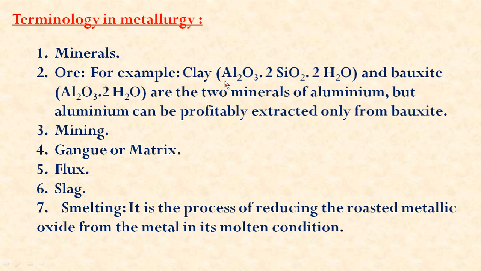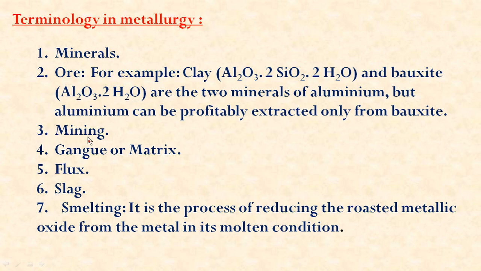For example, clay. Clay has the formula Al2O3.2SiO2.2H2O and bauxite, the molecular formula is Al2O3.2H2O. These two are the minerals of aluminium, but aluminium can be profitably extracted only from bauxite. So, bauxite is the ore of aluminium. So, what is the ore of aluminium? Bauxite, the molecular formula is Al2O3.2H2O.